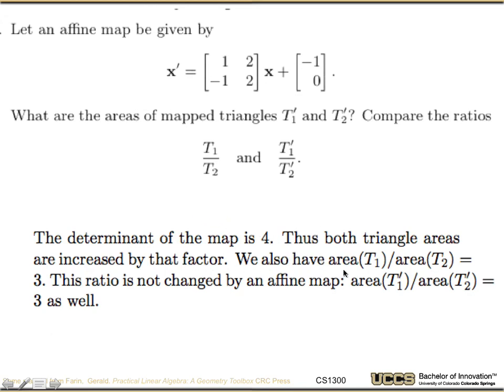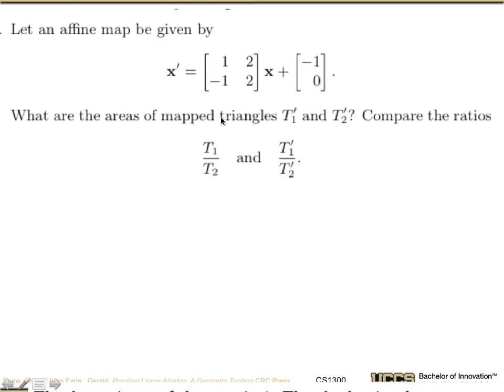And so in terms of the ratios, we just take the area before and after, which was 3. Multiplying the top and the bottom by 4 doesn't change anything. It's still 3 as well. And so this ratio is unchanged, and the areas are just 4 times what they were before, giving us our final solution.